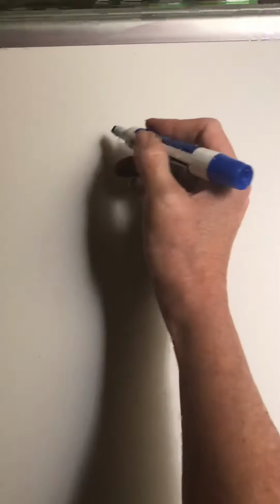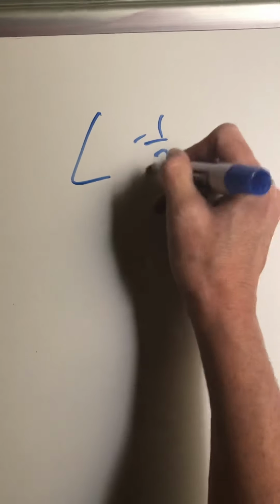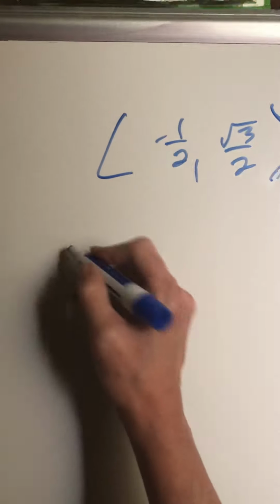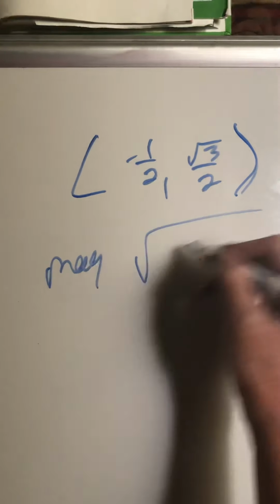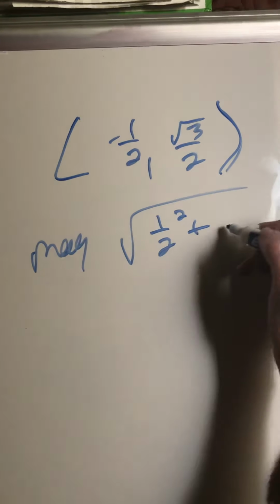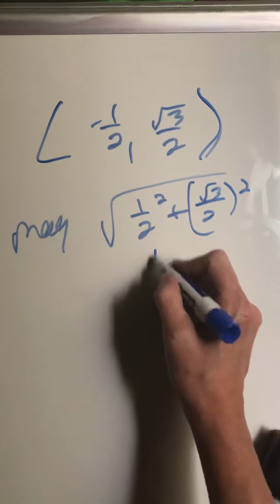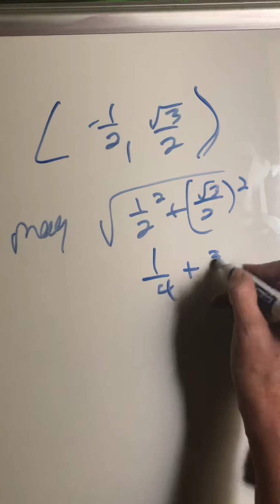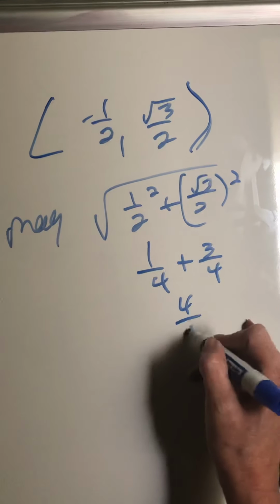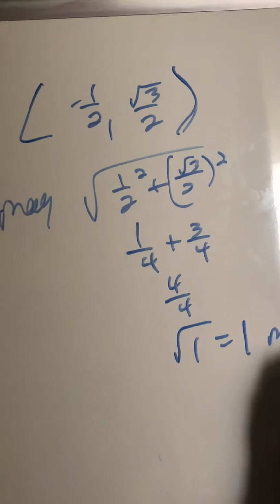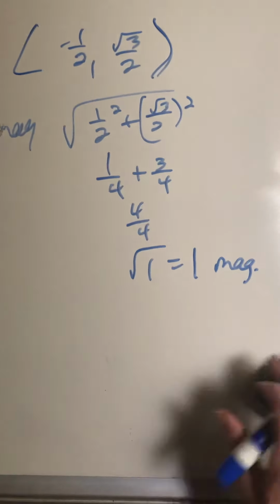Let me do one more with weird numbers in it. Let's see, -1/2, square root of 3 over 2. So we want the magnitude, square root of 1/2 squared, plus square root of 3 over 2 squared. So this is 1/4. This is 3 over 4, which is 4 over 4, which is 1. So the square root of 1 is 1. So there's your magnitude.